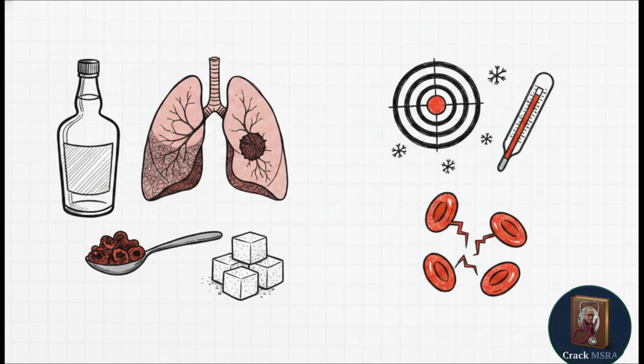Remember MAHM. M for Mycoplasma, A for atypical pneumonia, H for hemolytic anemia mediated by IgM cold agglutinins, and M for erythema multiforme. Literally the entire clinical picture wrapped up in a few letters.